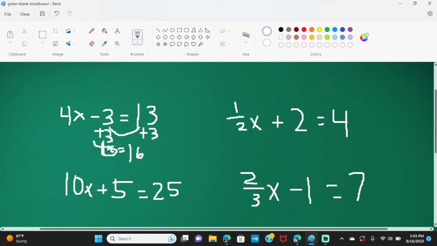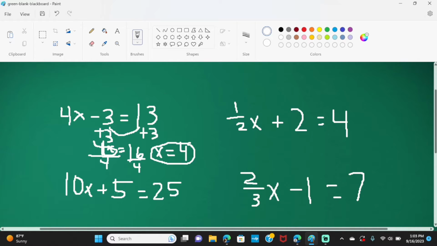And once you get that, you want this number to equal x right here. So by doing that, you're going to divide by the number that's in the coefficient, the one in front of it. And once you do that, x equals 4 because 16 divided by 4 is 4, right? So your answer will be 4.